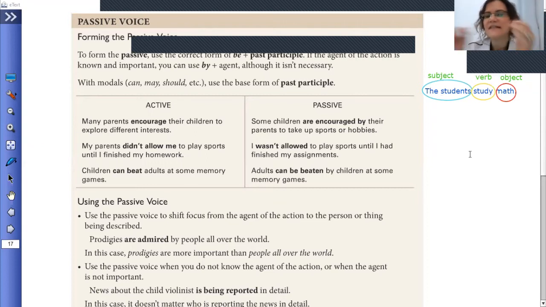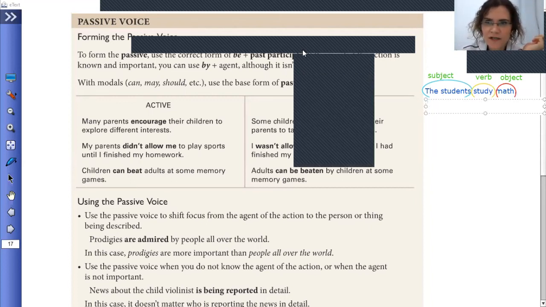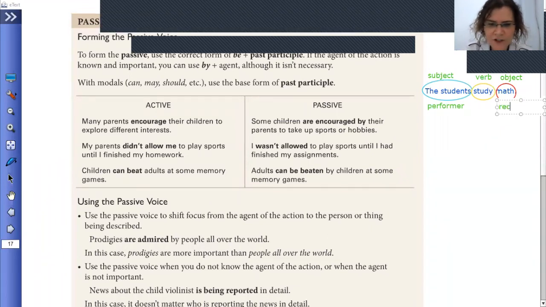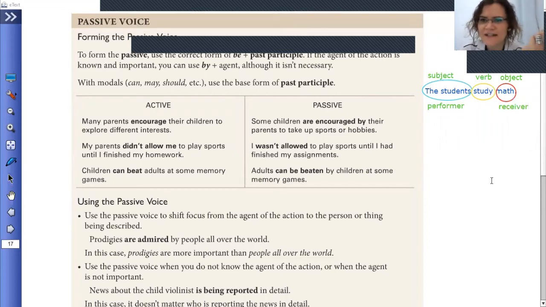Okay, now this is an active sentence. In an active sentence, we're focused on the performer, the one who does it. And then the object often is called the receiver, or it can also be the achiever. It's the one that receives the thing, or achieves it, or gets it done. Yeah, that's the object. Basically, often we refer to it that way.